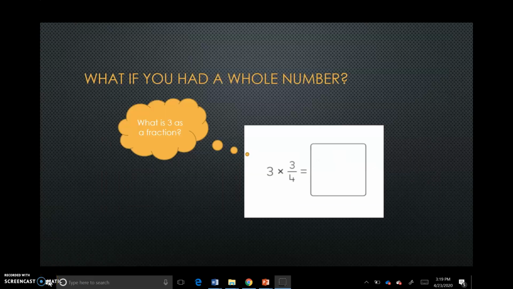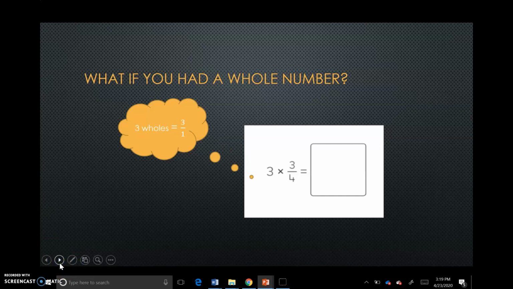I also want you to take a moment to think about what if you had a whole number. So what if it wasn't a fraction by a fraction, but it was a whole number by a fraction, which is exactly what we were doing last week and 2 weeks ago. And we were thinking about multiplying our whole number by our numerator and keeping our denominator the same. So how does that work using the same algorithm we were just talking about?